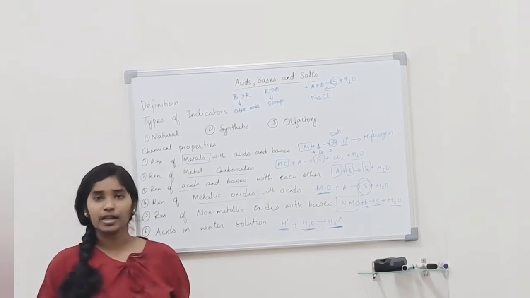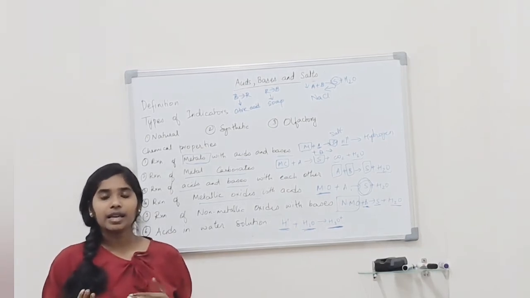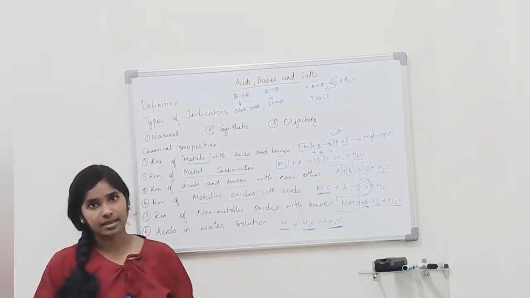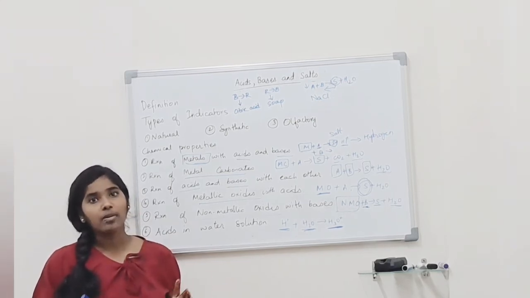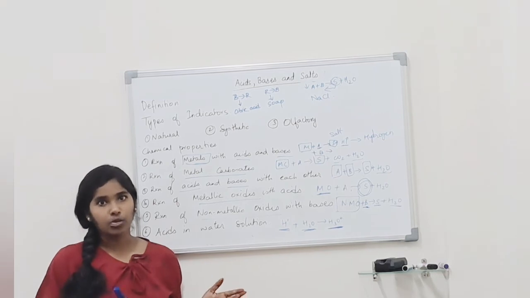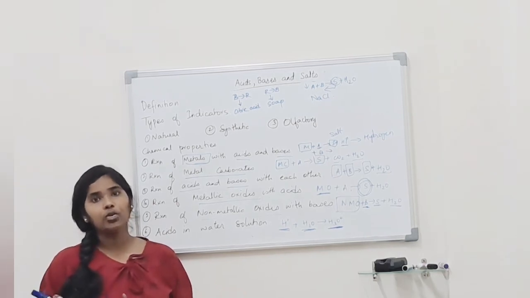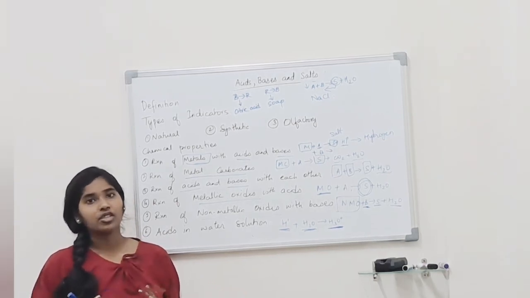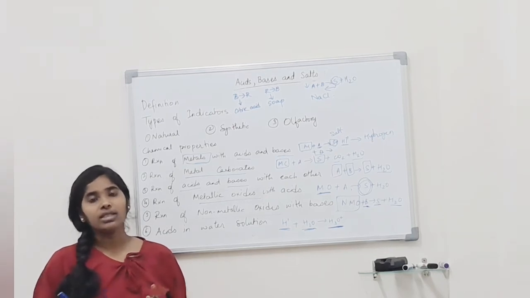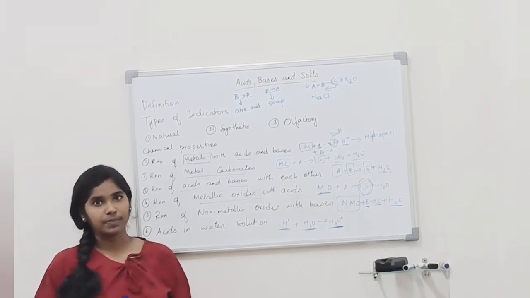pH is potency of hydrogen. It helps us detect whether the substance is acidic or basic. pH above 7 is basic and below 7 is acidic. pH equal to 7 is neutral. So pH is very important for all the detection systems in our body.